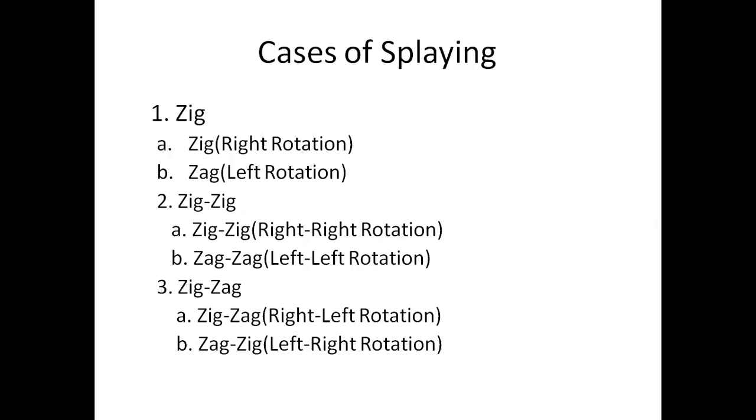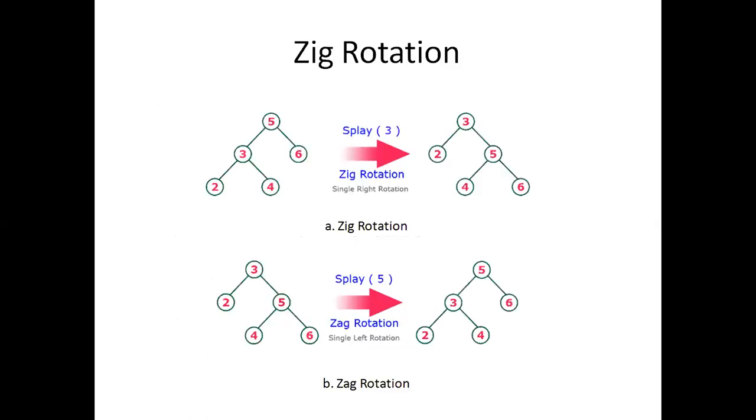Second case is zag, which means left rotation. We'll see them one by one. So first is zig rotation, which means right rotation. Here we have to search element 3. Searching element 3, we compare 3 with the root node. The root node is 5. So 3 is less than 5, so we go to the left part of that root node. So we get 3 here.